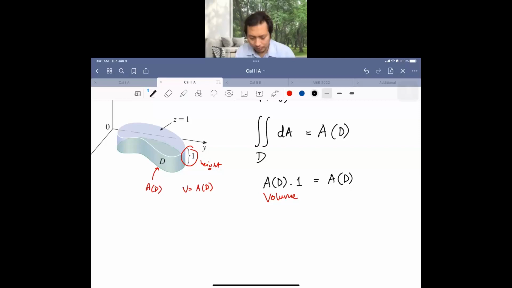So you can also make the function a constant if you want to evaluate the area, and you can just take the double integral of dA. dA can be dx dy or dy dx.